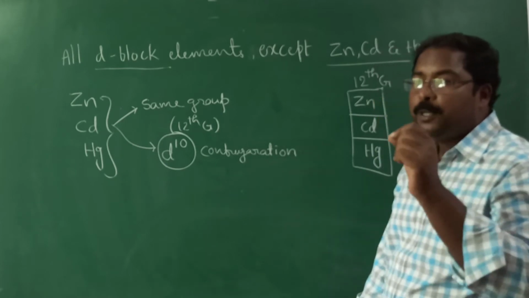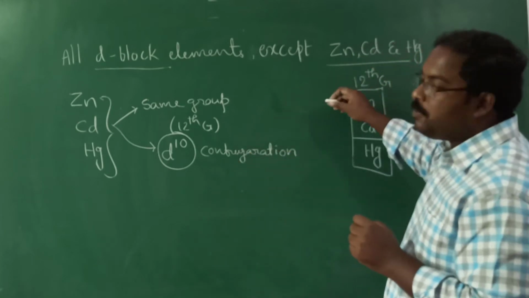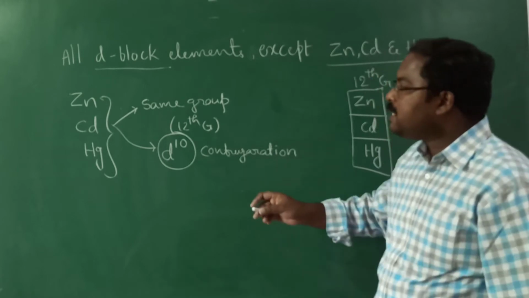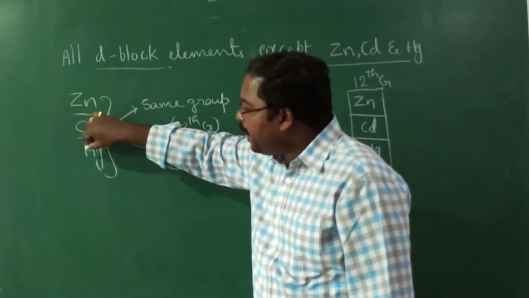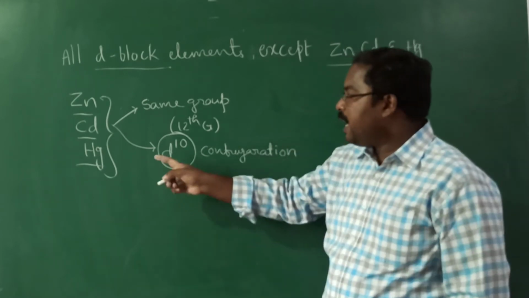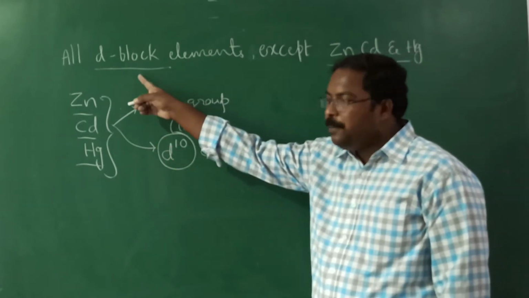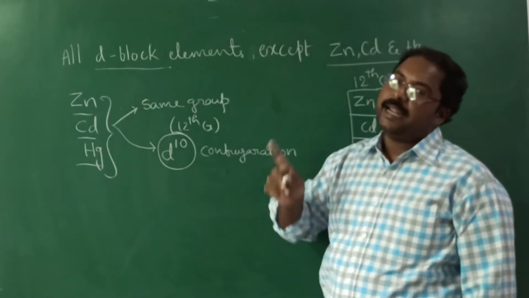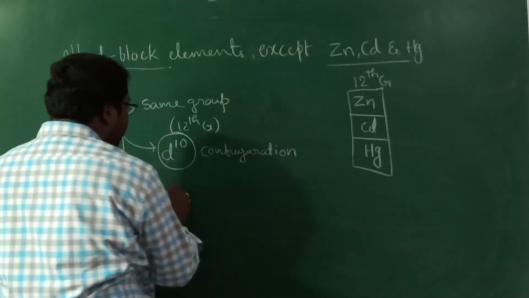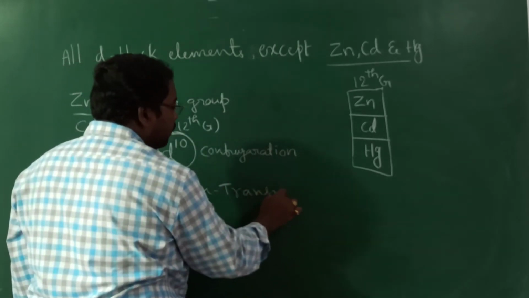If you observe the definition of transition elements, we are saying that the inner shell, what we call the penultimate shell, is incompletely filled. But in the case of these three elements, the penultimate shell is completely filled, because they have d10 configuration. So that is why these three elements are d block elements, but not transition elements. That's why these three elements are known as non-transition elements.